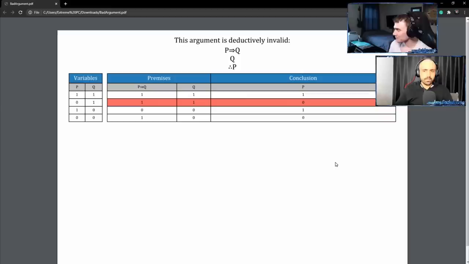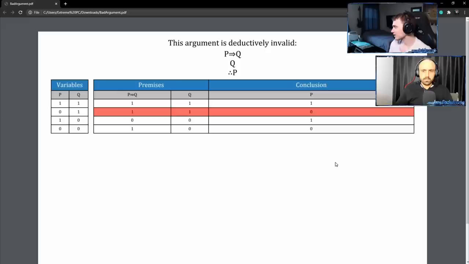So you can kind of see what's going on here, right? Can you see what the problem is with the row that's red? Yeah, the conclusion is zero. For some reason that's bad, eh? Well, what's bad is, do you recall what validity is, right?